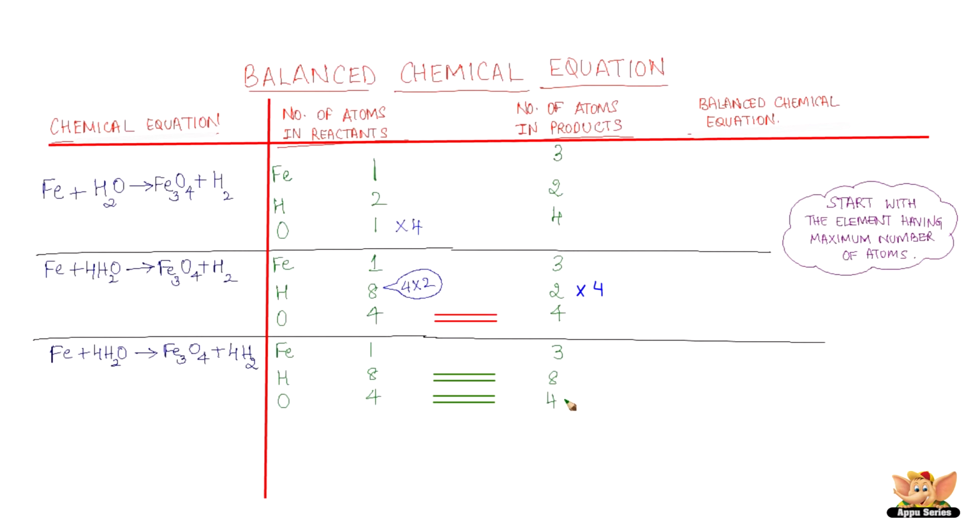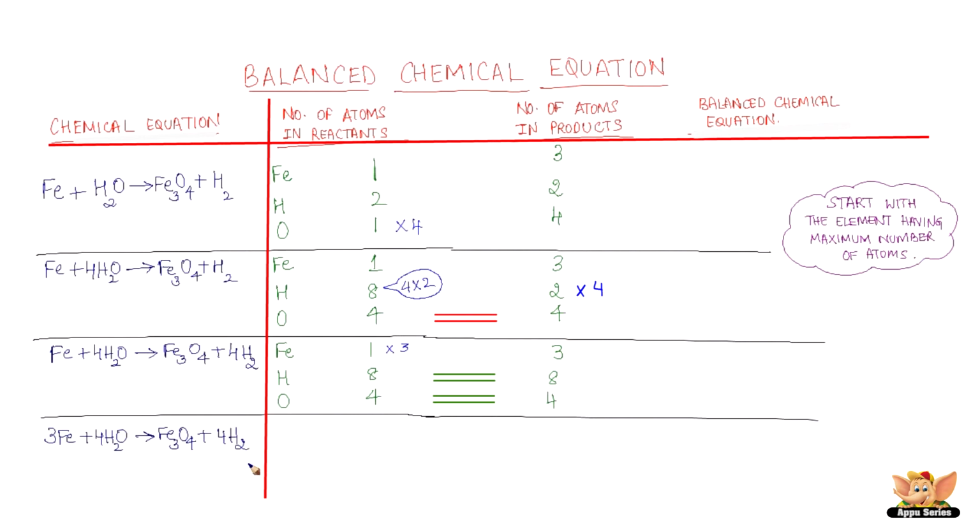Now, it's quite simple. Iron is left out. It just requires to be multiplied by 3. Now the equation becomes 3Fe plus 4H2O gives Fe3O4 plus 4H2.